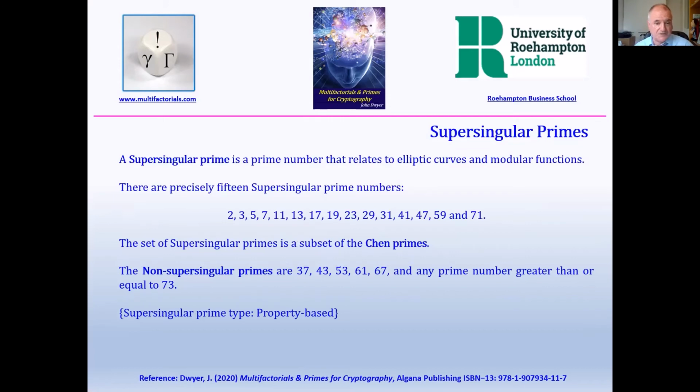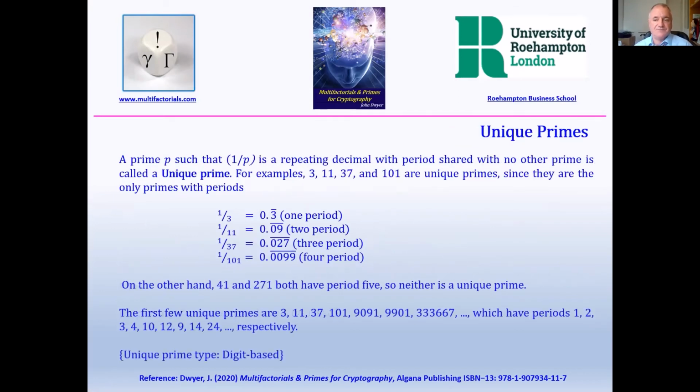Supersingular primes are prime numbers that relate to elliptic curves and modular functions. There are only 15 of these, 2, 3, 5, all the way up to 59, 71. Turns out they are a subset of the Chen primes. Non-supersingular primes are 37, 43, etc. Supersingular primes are property-based.